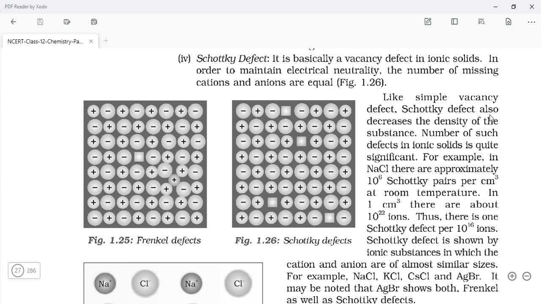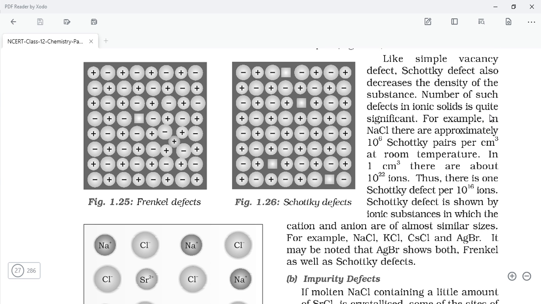Schottky defect is shown by ionic substances in which the cations and anions are of almost similar size. For example, NaCl, KCl, CsCl, and AgBr. It may be noted that AgBr shows both Frenkel as well as Schottky defect.